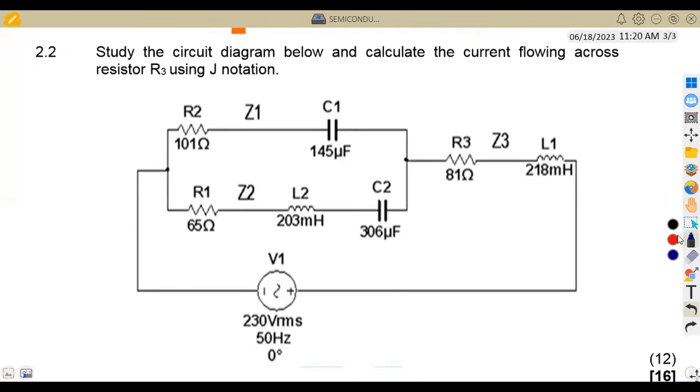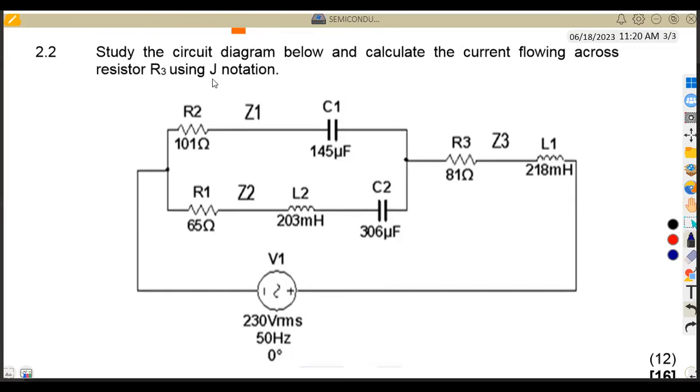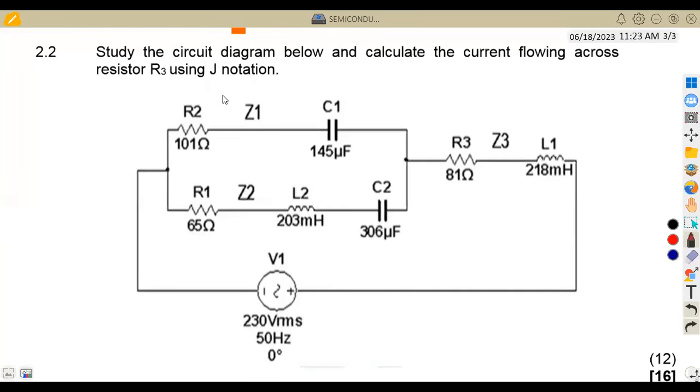All right, so let's see what we have here. Okay, let me just have another marker here. So we are supposed to apply the J notation in this case, but how is that possible? How can we apply our J notation here? That is our question. So considering our J notation, what we also need is to locate our resistor R3.